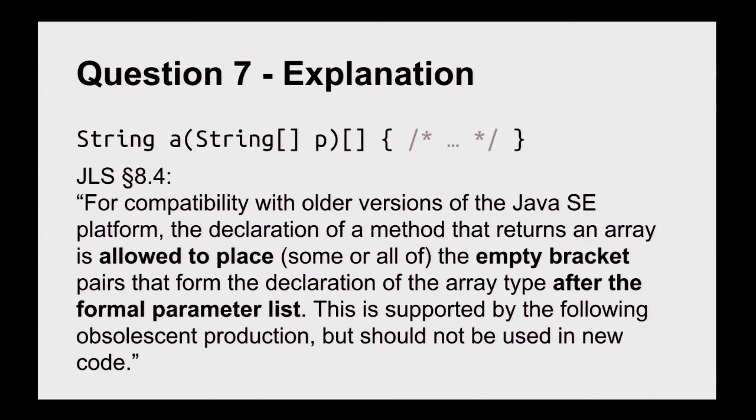Those square brackets apply to the return type of the method. So this method takes an array of strings and returns an array of strings. Those square brackets move all the way back over there. And this is actually one of the few places in the JLS where they tell you not to do something. There's lots of places where they have code samples with comments saying this is ugly code or whatever. But in the spec they say this should not be used in new code. You can do this, but don't.